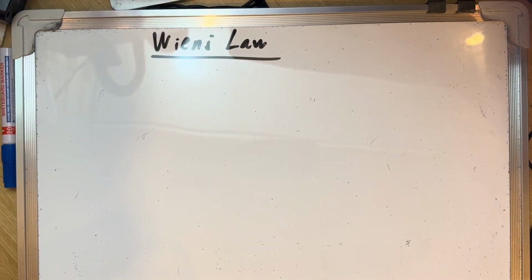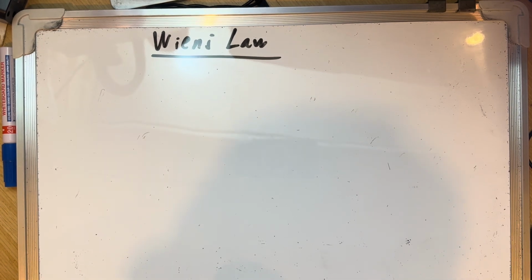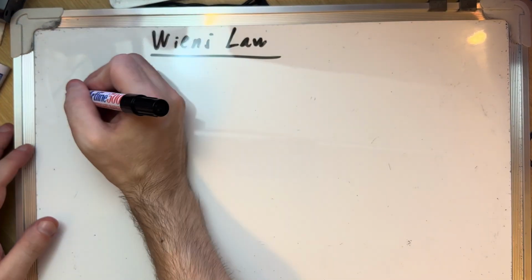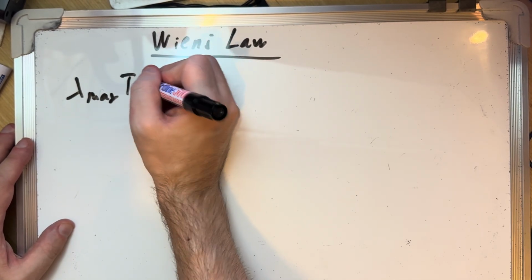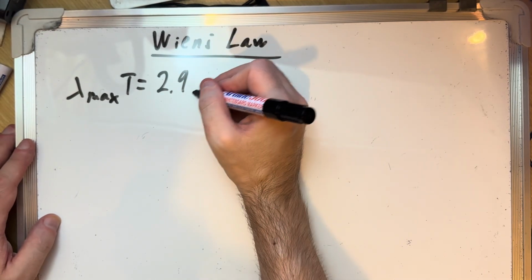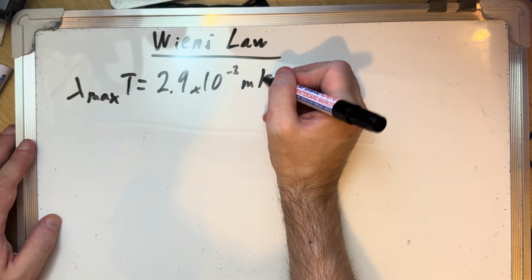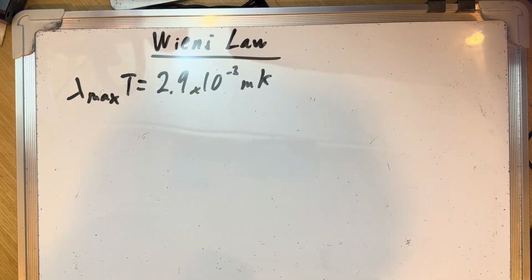Now let's apply Wien's law, the only actual equation from D2, a big subunit. So Wien's law is presented like this: lambda max T equals the Wien's law constant, 2.9 times 10 to the minus 3 mK. The mK is confusing, looks like millikelvin, it's not, it's meters Kelvin.